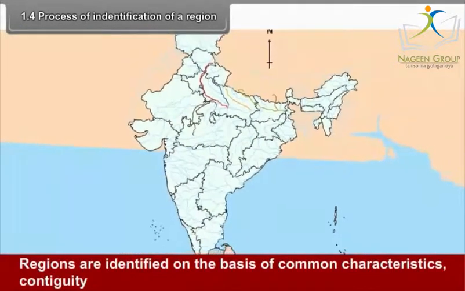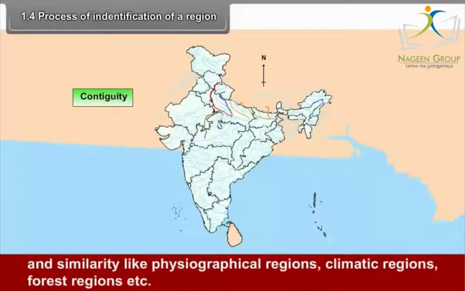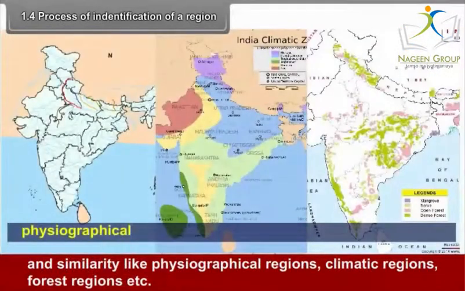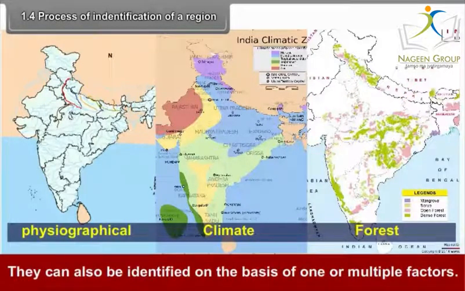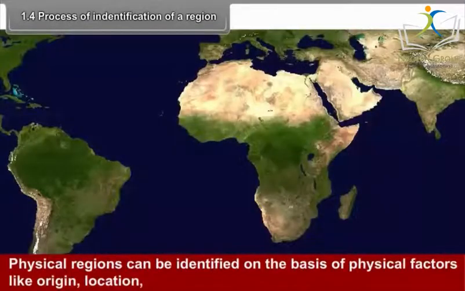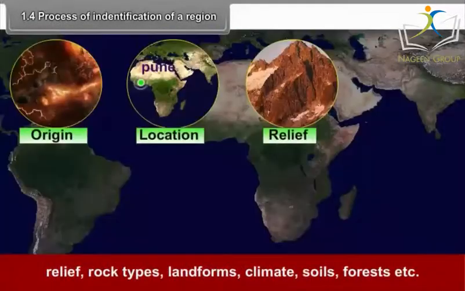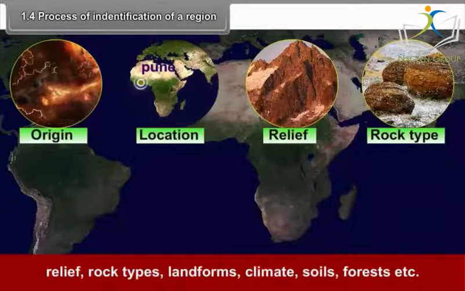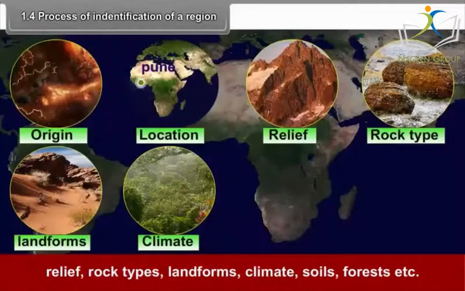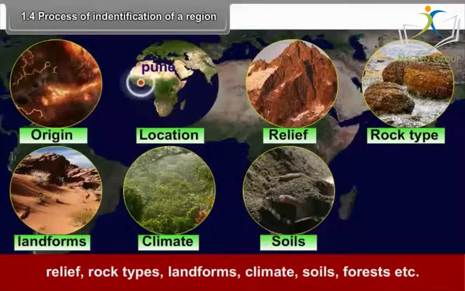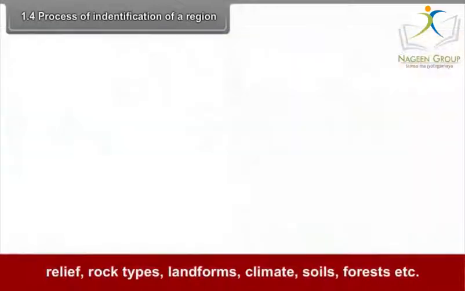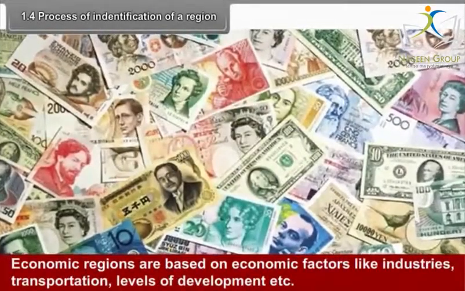Regions are identified on the basis of common characteristics, contiguity, and similarity like physiographical regions, climatic regions, forest regions, etc. They can also be identified on the basis of one or multiple factors. Physical regions can be identified on the basis of physical factors like origin, location, relief, rock type, landforms, climate, soils, forest, etc.